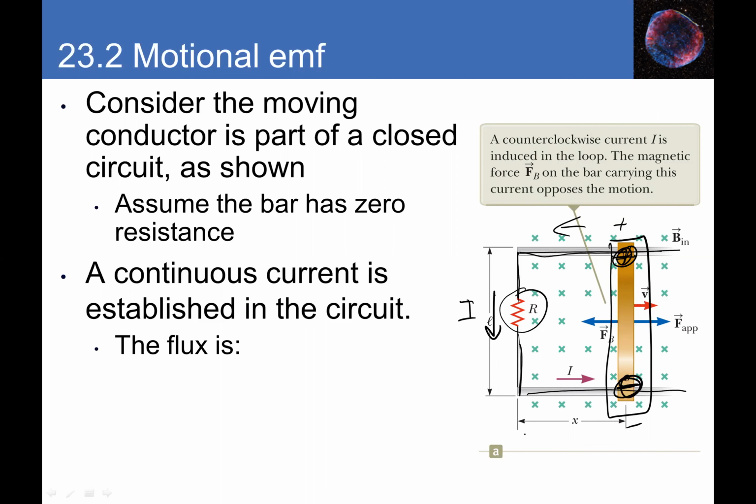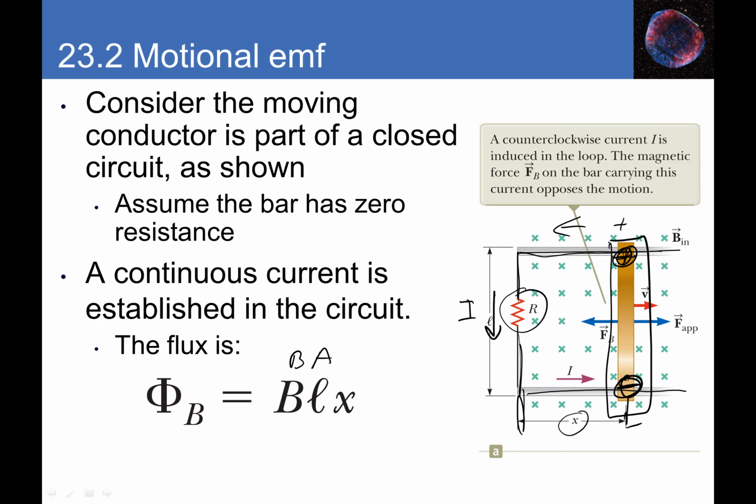The flux is B times A, and A here is the length times this distance x. The x here is the distance of the moving conductor relative to the other end of my circuit. So the flux is B times A, where A is given in terms of length times x. That's basically my flux in the circuit.